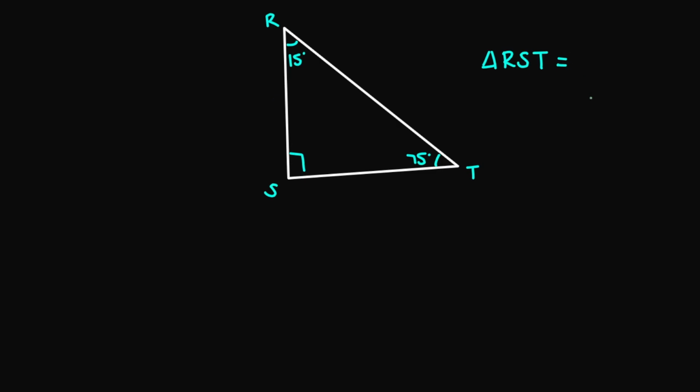Let's look at this example here. Because I have one angle that is 90 degrees, my other angle is 15 degrees, and then my other angle here is 75 degrees, then this is an example of a right triangle. So triangle RST is a right triangle.